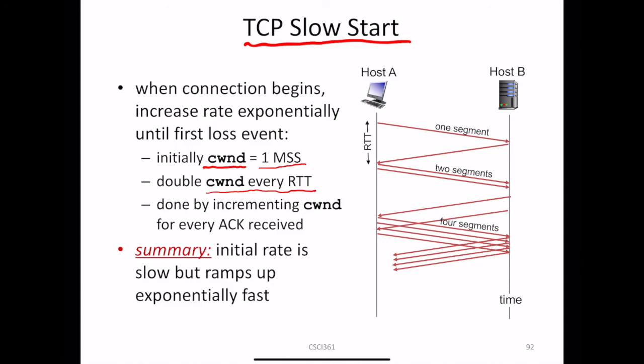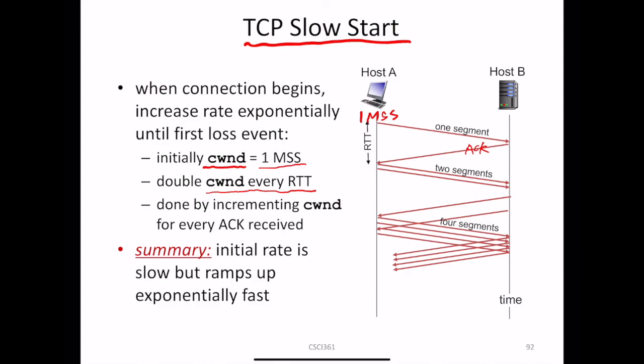This is done by incrementing CWND for every ACK received. Then let's see the figure on the right side. Host A sends the first segment to host B, and then host B sends an ACK back to host A. When host A receives this ACK, it will increase the congestion window by 1. Initially it's just 1 MSS.